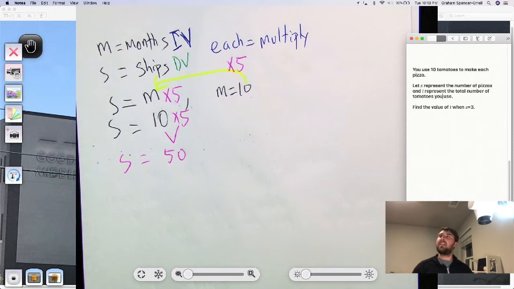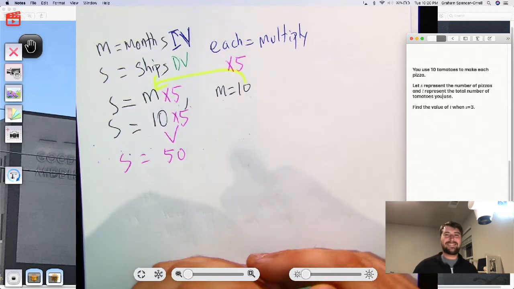So you use 10 tomatoes to make each pizza. Let S represent the number of pizzas, and T represent the total numbers of tomatoes you use. Find the value of T when S equals 3. Okay, so your first step, you've got to figure out whether you're adding, subtracting, multiplying, or dividing, and then figure out which one is your dependent variable and which one's your independent variable. And then go ahead and write your equation, and then solve when S equals 3. Pause the video here, and jump back on when you have your answer, and I'll work it out down here.